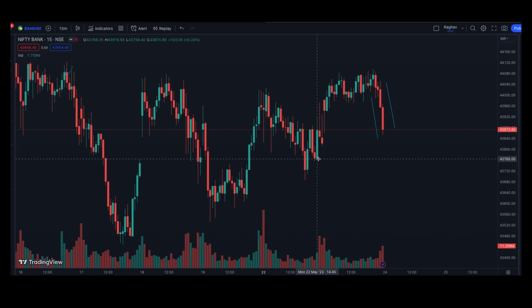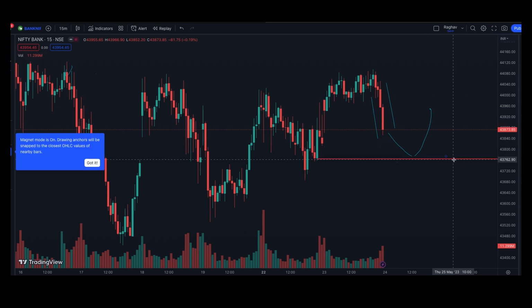So this particular line here will now be a major support zone for this Nifty Bank for tomorrow's range. So tomorrow Nifty Bank should move somewhere around here and touch 43,765 levels, and it will then give a good recovery, and it should stop somewhere around 43,945. So this will be tomorrow's trading range.